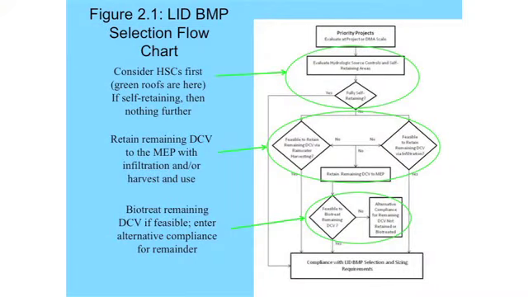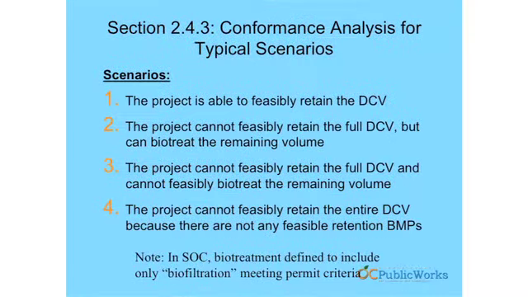So the BMP selection flowchart, you'll see this again. It starts with considering hydrologic source controls, considering whether you can do the whole volume with infiltration or harvest and use, and then if the answer to either one of those is yes, then just use it. If the answer to both is no, then we'll continue down to more of the gray area where we're trying to retain what we can and biotreat, biofilter the remainder.